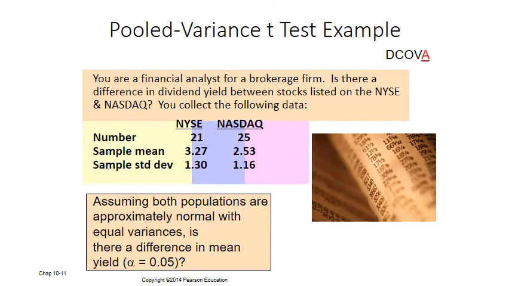Now we solve one example, pooled variance t-test. So here you are a financial analyst for a brokerage firm. Is there a difference in yield between stocks listed on NYSE and Nasdaq? So we want to test, is there any difference between two population means or not? We are given data. This is our n1, this is our n2, sample mean, this is x bar 2, this is x bar 1. It is not necessary that this is n1, you can call it n2 as well. Similarly, this is your s1 sample standard deviation and this is your second sample standard deviation.